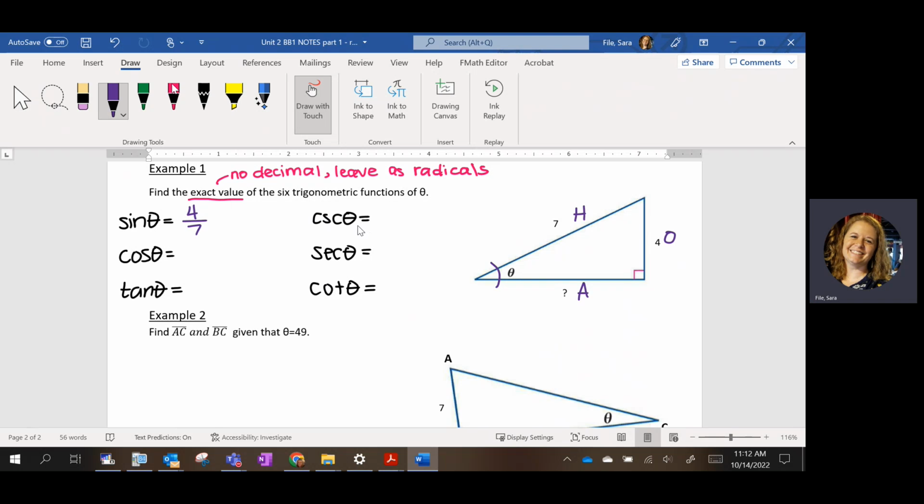What would cosecant be? What's the reciprocal of that? Good. All right, on a roll. Now I go over here and I say, okay, what's cosine? Cosine is A over H. Oh, crap, I don't know A. So I've got some extra work I have to do before I can answer this one. I can go ahead and put H as 7, but I need to find A before I can answer these others because they all have A in them.